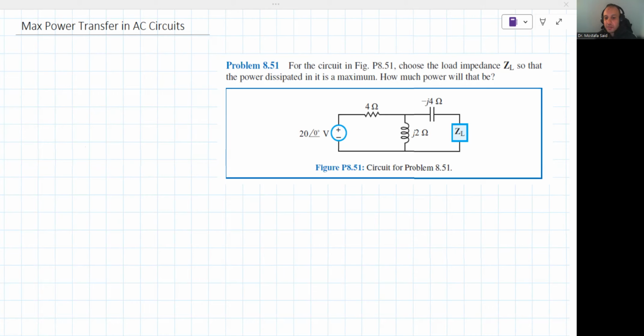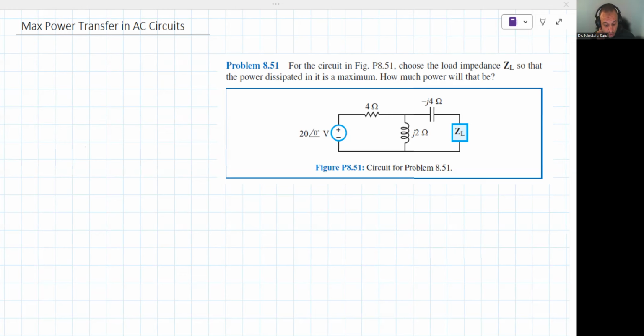Hello guys, in this video I'm gonna explain how to do a maximum power transfer in AC circuits. Again, we're gonna explain this through an example. So let's review first what is the definition, what is the idea behind the maximum power transfer.